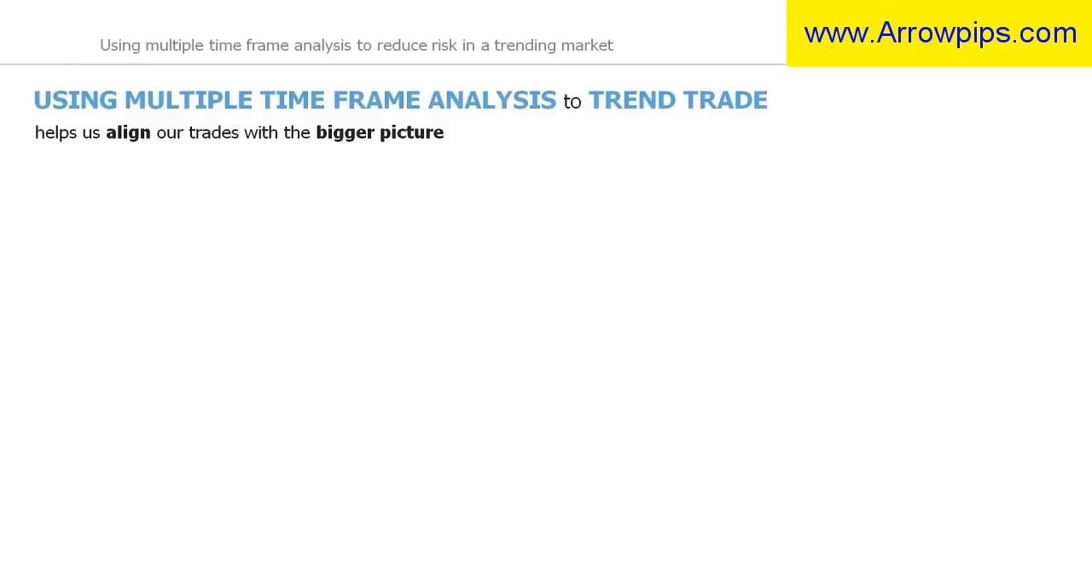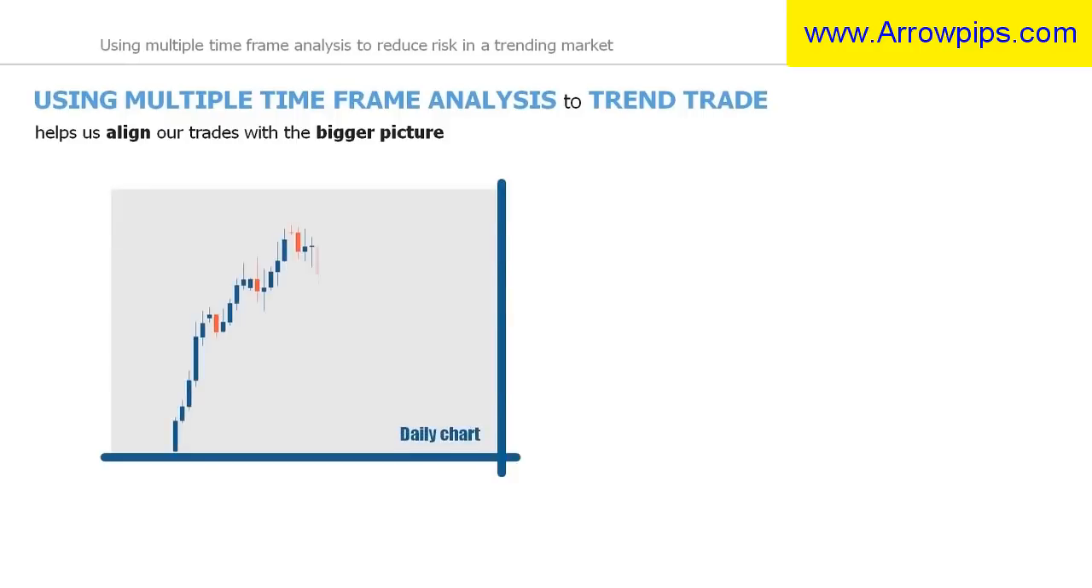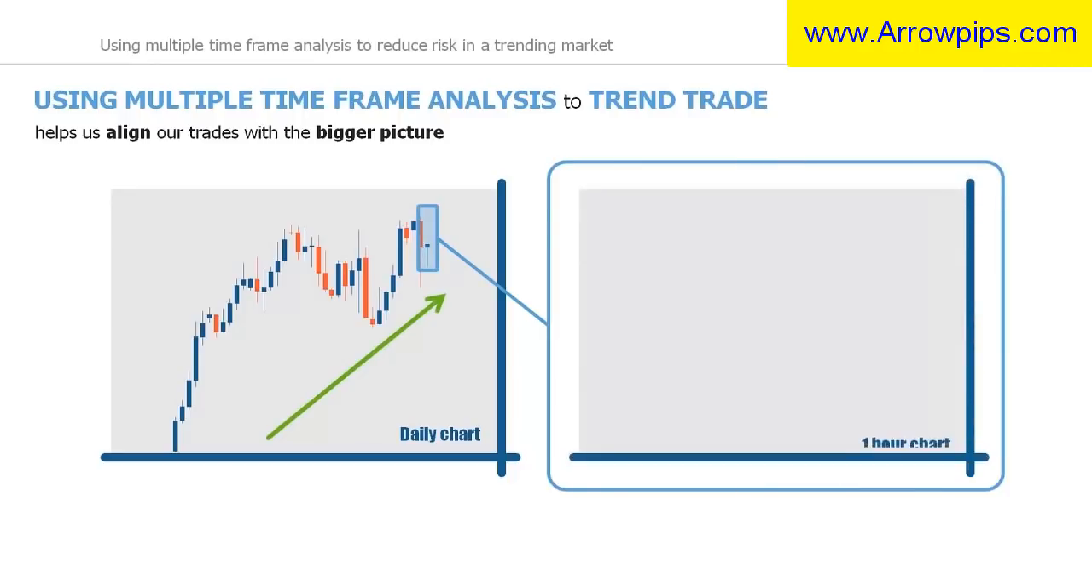Multiple time frame analysis works because it helps us align our trades with the bigger picture. By observing the direction of the trend on a higher time frame and then waiting for the lower time frame to be in alignment before looking for trades, we increase the probability of a winning trade as well as reduce the size of the initial stop loss.